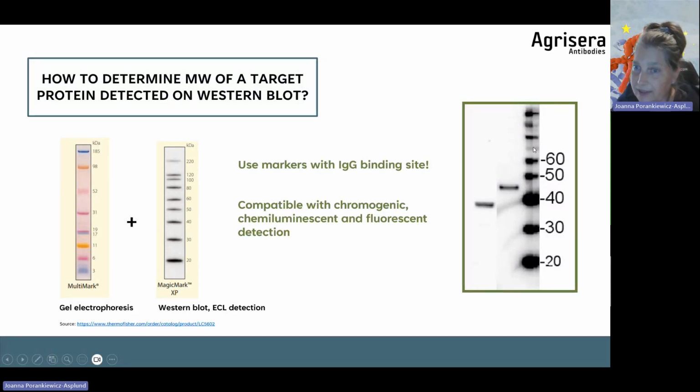So these markers, magic markers, have IgG binding sites, and then they will be visualized when you are developing your reaction, and they are compatible with all three detection systems. So this is a really good and safe way to assess if you have been detecting a protein of a molecular weight which is compatible with your target.